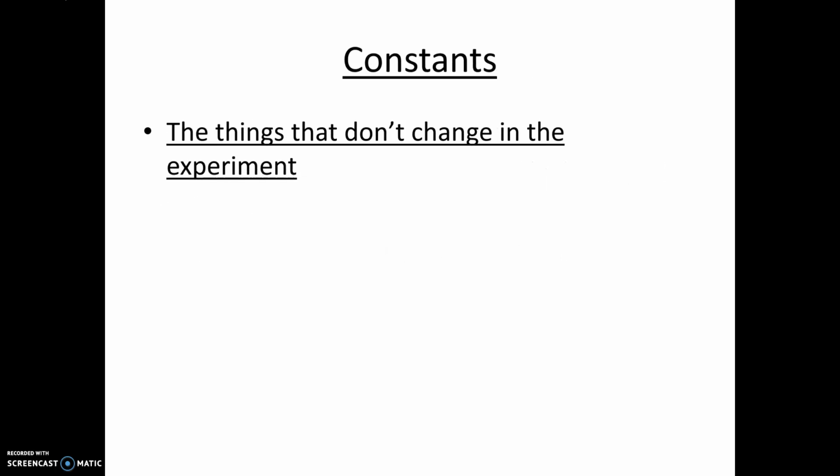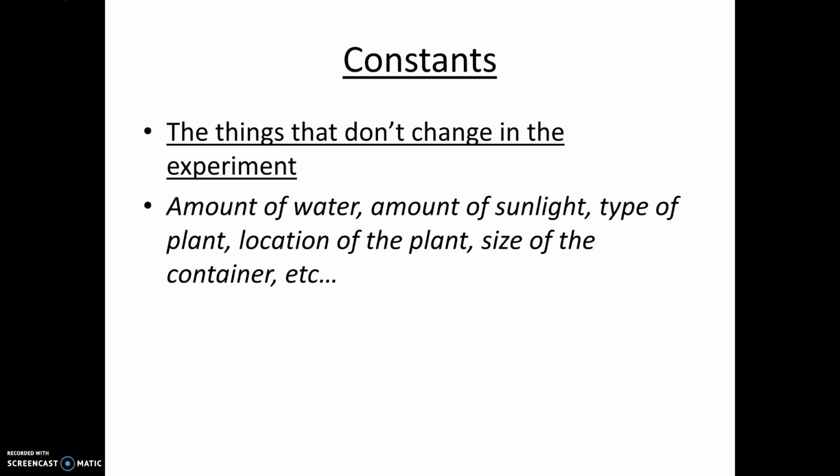And last thing here is going to be constants. Constants are things that do not change in the experiment. So examples might be the amount of water it gets, the amount of sunlight that it gets, the type of plant, the location, the size of the container. All of these things are important in our experiment because they might be things that could change how the experiment runs. So keeping these things constant allows us to have a nice controlled experiment with very clear results here.